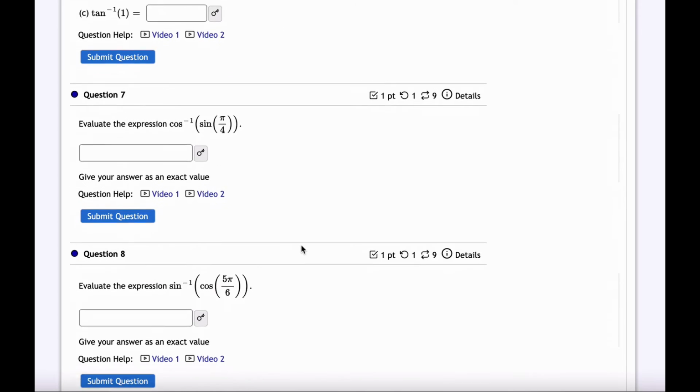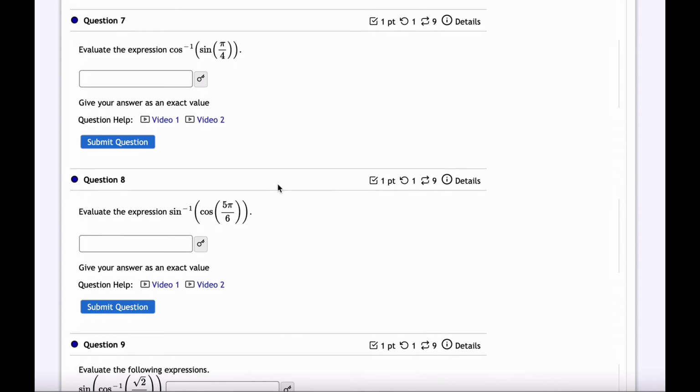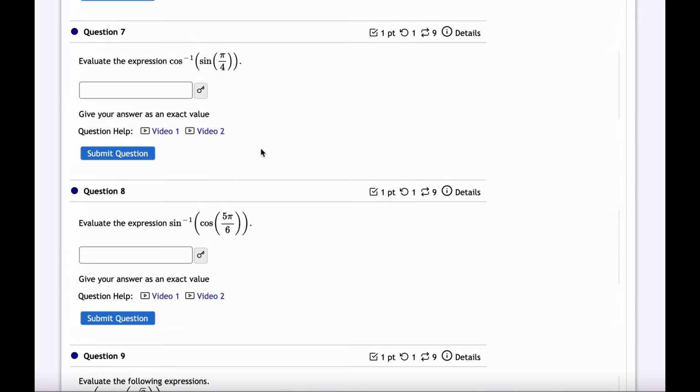Then we get to the section where we start doing function composition. Note that for questions 7 and 8, the function on the inside is the trig function and the inverse trig function is on the outside. So these two should match up with the second of the 3 videos that I made from this section. Nothing too tricky going on in either one.